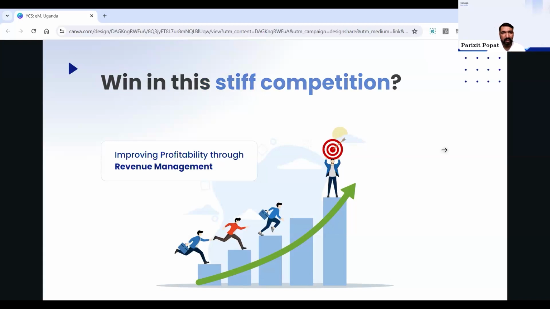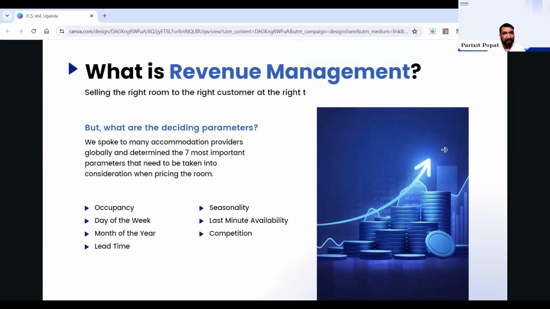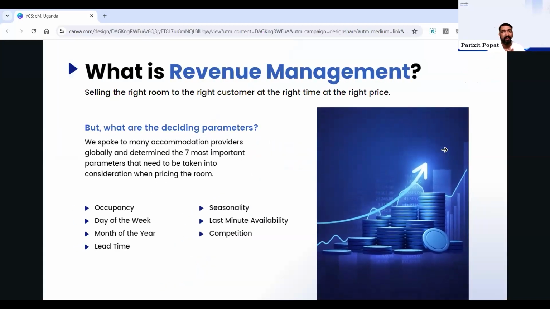Now, I'm sure some of you are already practicing revenue management. For those who have joined us for the very first time, what is revenue management? Revenue management, as we were taught many years ago by Mr. Marriott, is the art of selling the right room to the right customer at the right time at the right price point. But what is the right time? What is the right price point? And who is the right customer?